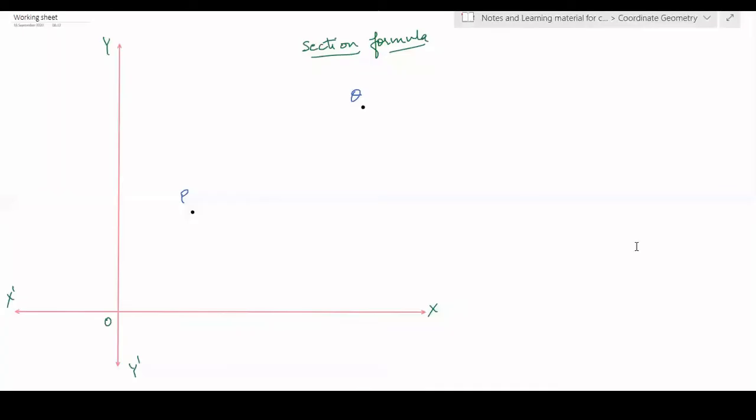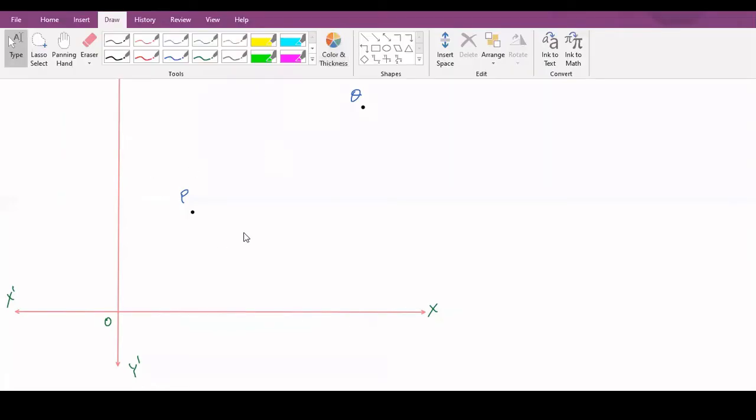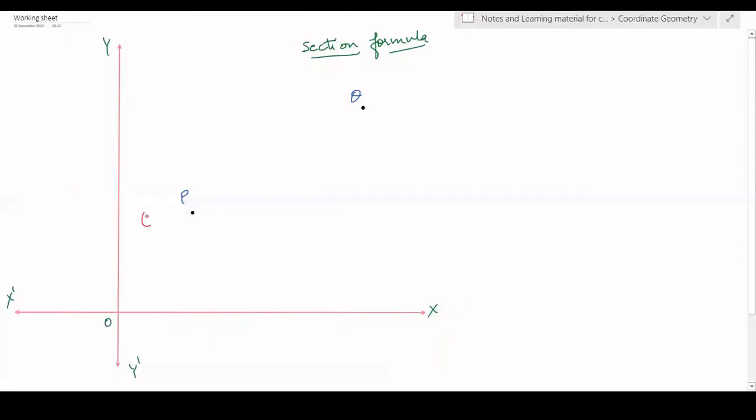In this video, we'll derive the section formula. I have my Cartesian system in which there are two points given to us, namely P and Q, with the given coordinates x1, y1 for P, and Q has the abscissa x2 and the ordinate y2.